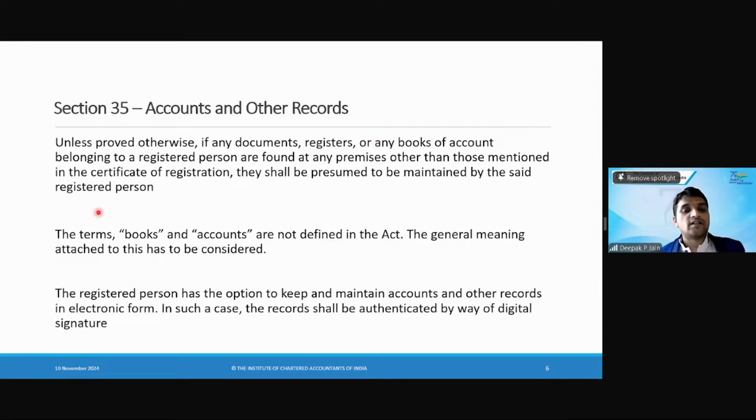The terms books and accounts are not defined in the Act, the general meaning which is attached to this has to be considered. The registered person has the option to keep and maintain accounts and other records in electronic form.